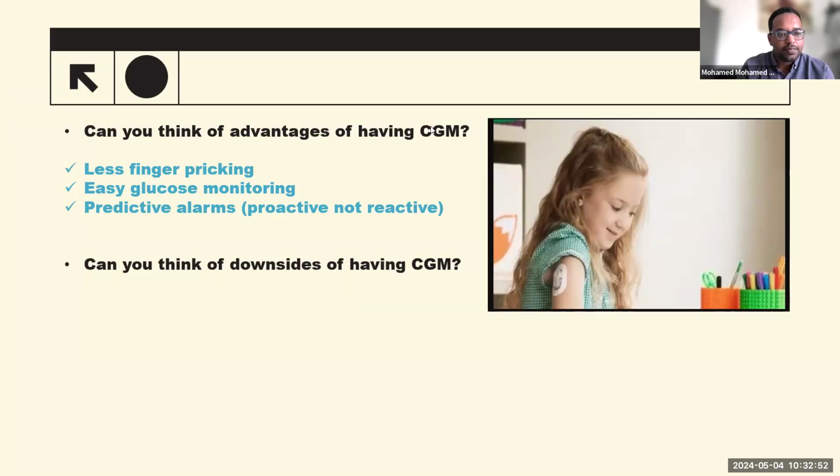Can you think of any? Yeah, could be stressful, yes. So having a sensor sometimes makes your mind busy. But if I have this facility, how can I best use it? Especially with those with very perfectionist attributes.